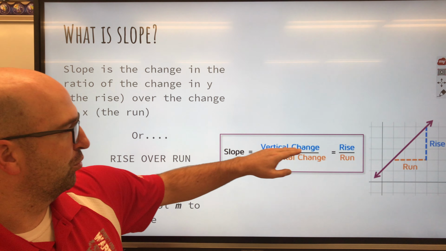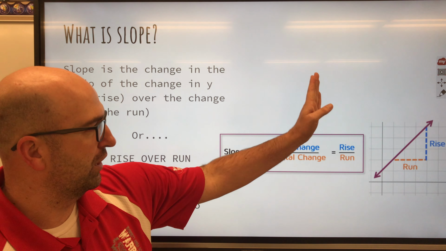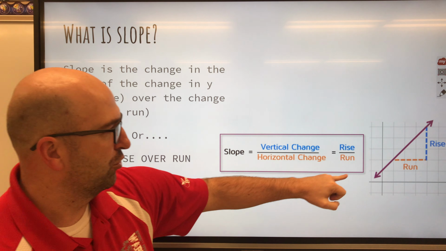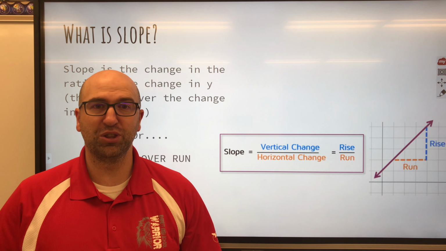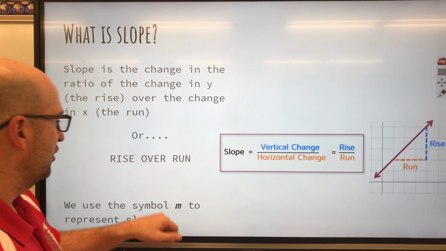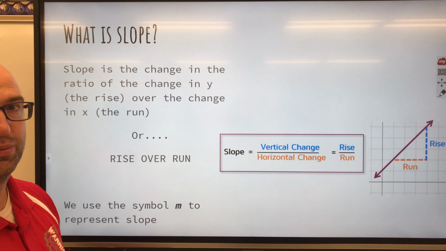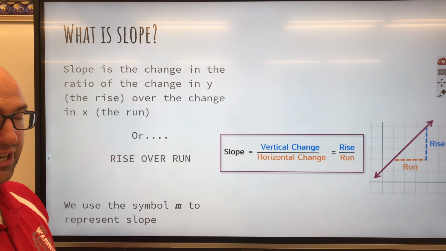So you always put the rise on the top, how high you're going up, and then the run is your horizontal back and forth. So we're going to use this symbol m to represent our slope. So if I'm asking you what is the slope of this graph, when you're answering it, you'll put m equals, and if the slope is 3, 3.